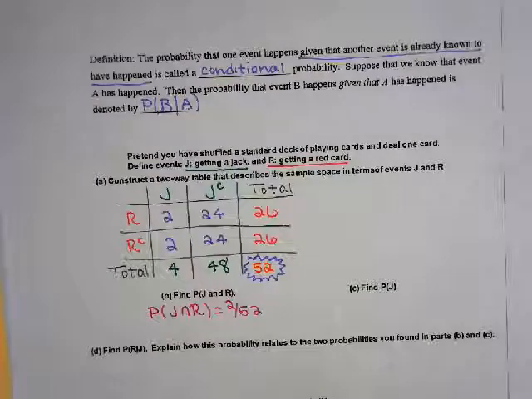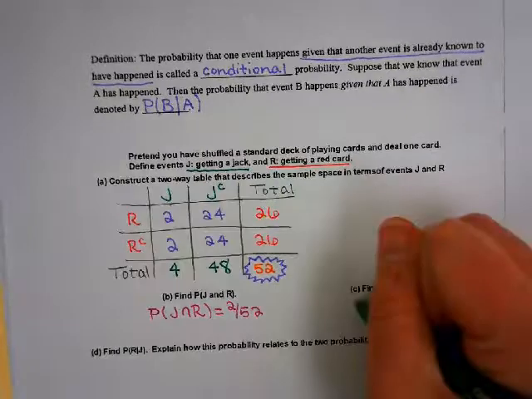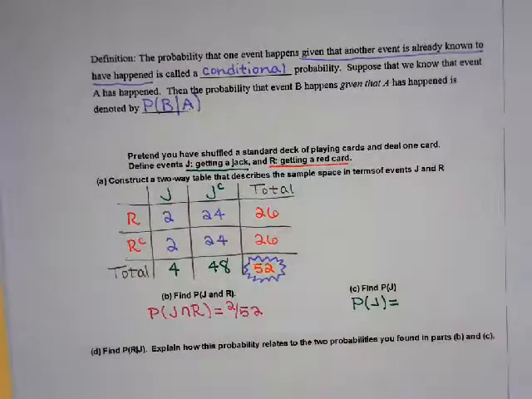What's the probability that it's a jack? 4 out of 52.